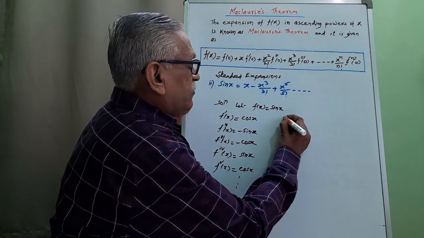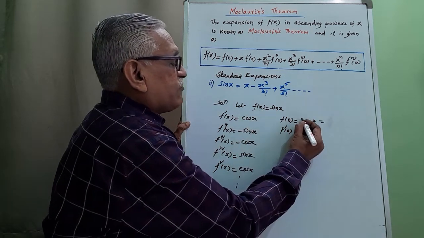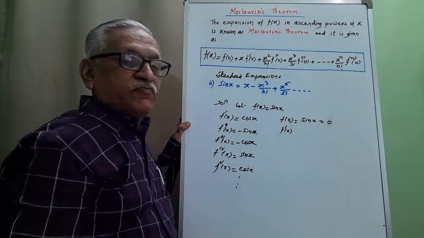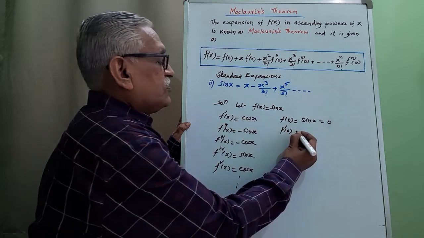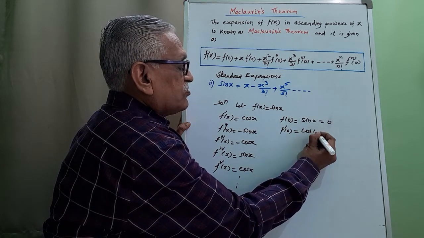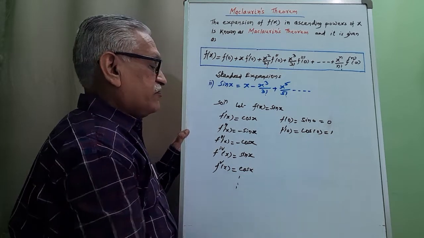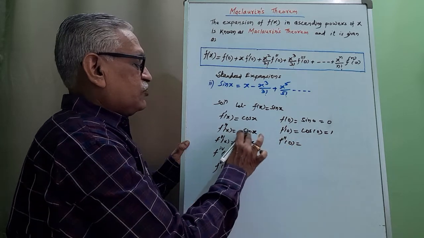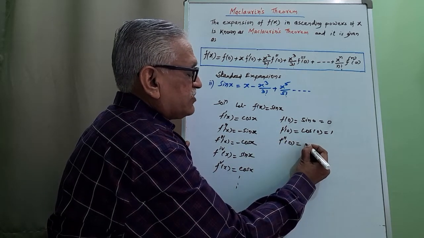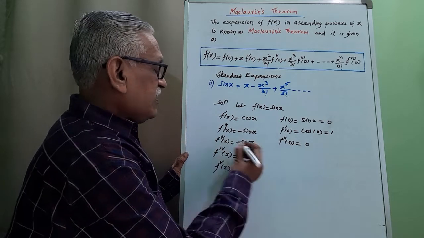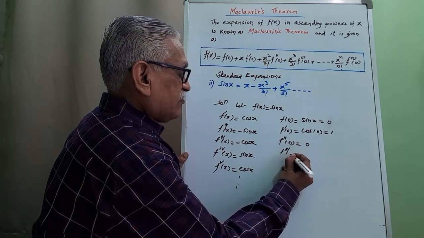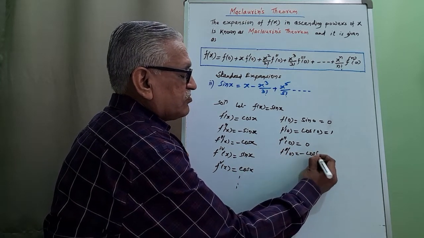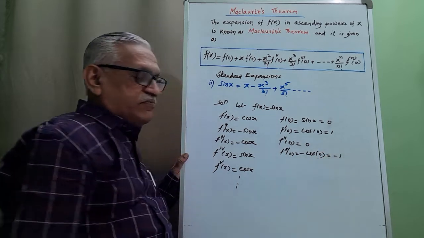Then we try to find out the values at 0. x is equals to 0, we get f of 0 as sine 0, and sine 0 is 0. f dash of 0 as cos 0, and the value of cos 0 is 1. Next, f double dash of 0, put x is equals to 0 here, we get sine 0, and sine 0 is 0. f triple dash of 0, cos 0 is 1, and therefore we get minus 1.